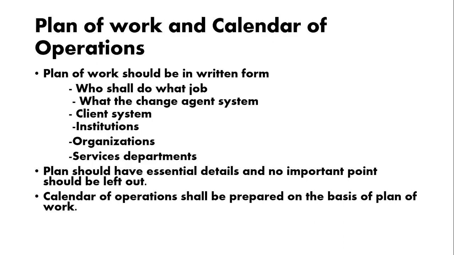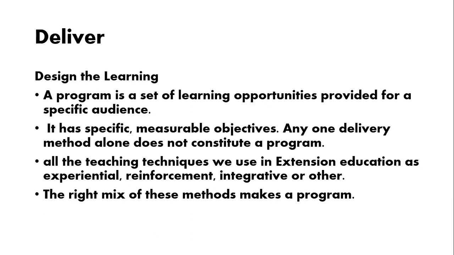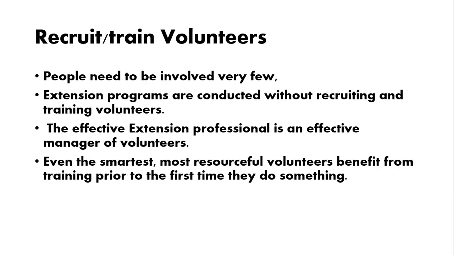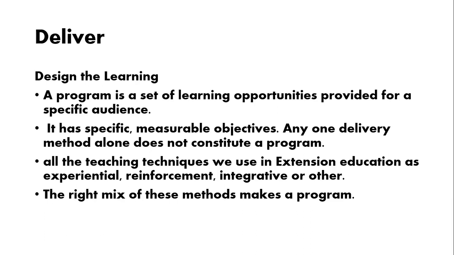Then you have to plan work. Who are going to do this? What are the systems and what are the client system institutions? These are called the plan of work. Then the calendar of operations. We put all the activities in the calendar. That is called the calendar of operation. Then you have to deliver. Right? They deliver this project's education activities to the people. Therefore, experiential, reinforcement, and integrative extension education techniques should be there, or a mix should be there.